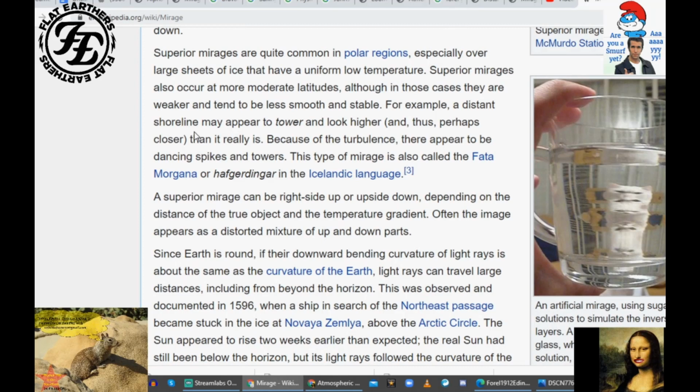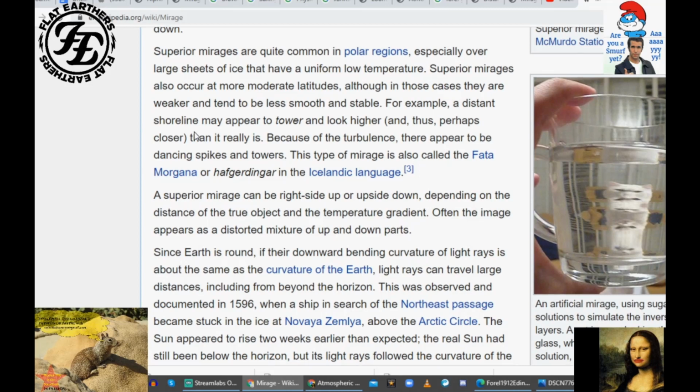Superior mirages are quite common in polar regions, especially over large sheets of ice that have a uniform low temperature. Uniform low temperature. Does that mean that there's no warm air above the cold air? Superior mirages also occur at more moderate latitudes, although in those cases they are weaker. What does that even mean? They are weaker. What does that mean? And they tend to be less smooth and stable.